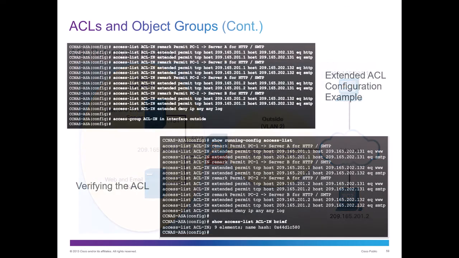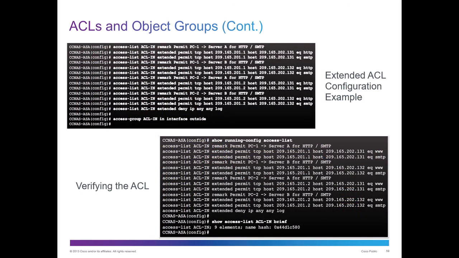Okay, so here are the ACLs. Access list ACLN, you're going to have a remark for it, PC1. This is just a description. This is to permit PC1 to server A for HTTP. So you create the ACLN as extended, access list ACLN extended permit this host equal HTTP, and so on. So you can write all of that down.